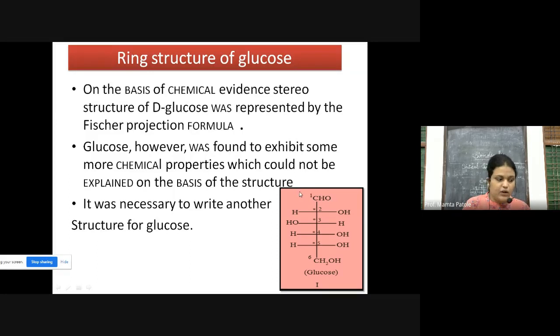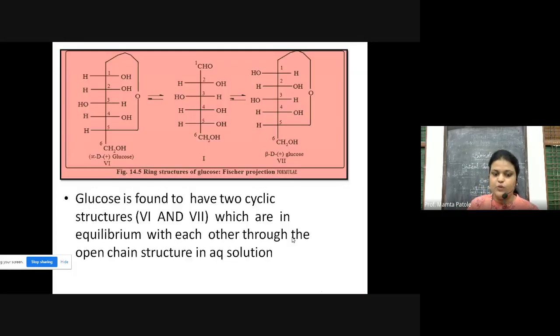Now, glucose, however, was found to exhibit some more chemical properties which could not be explained on the basis of this structure. Some chemical properties could not be explained by the Fisher projection formula, and for that reason we had to study the ring structure of glucose. So it was necessary to write down another structure of glucose. What is the other structure? How is it formed? That we are going to study now.